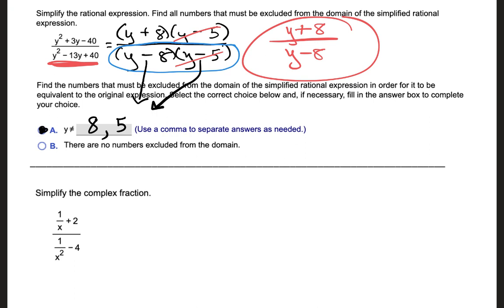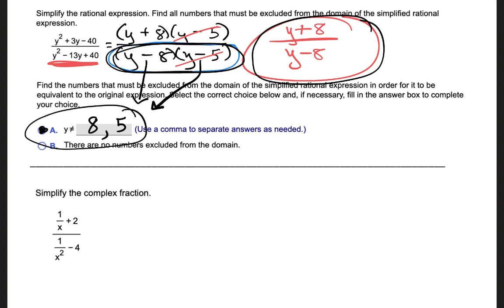A lot of people ask, well, but you canceled y minus 5. Well, we simplified it, but the original problem has y minus 5 in it, so you have to include 5 in your answer. In the past, I've seen people miss this. They'll simplify it and get x plus 8 over x minus 8, and then they'll either just put 8 as an answer, looking at the simplified version, or they'll set the top and the bottom equal to 0. That's completely wrong. So please remember the exclusion part comes from the denominator of the original. It's a two-part question.